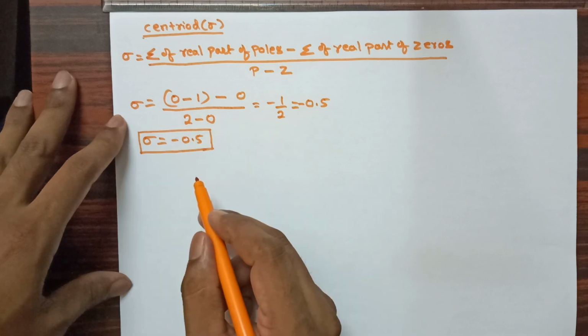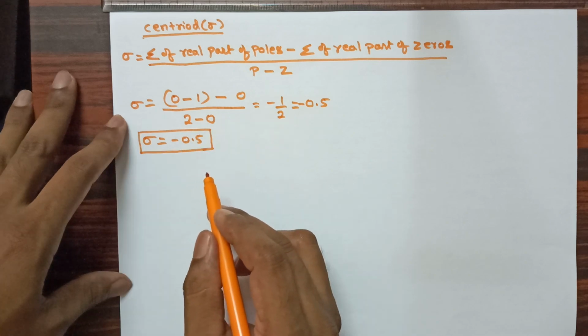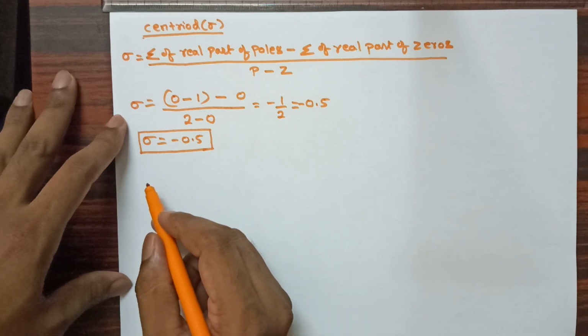In this problem I am having two poles, so there is a chance of getting a breakaway point. We will calculate the breakaway point.